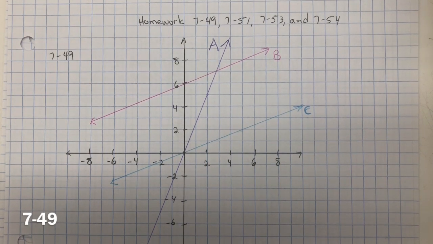So anytime two lines have the same rate of change or slope, you would say that those two lines are parallel. So lines B and C are parallel to each other, same slope.